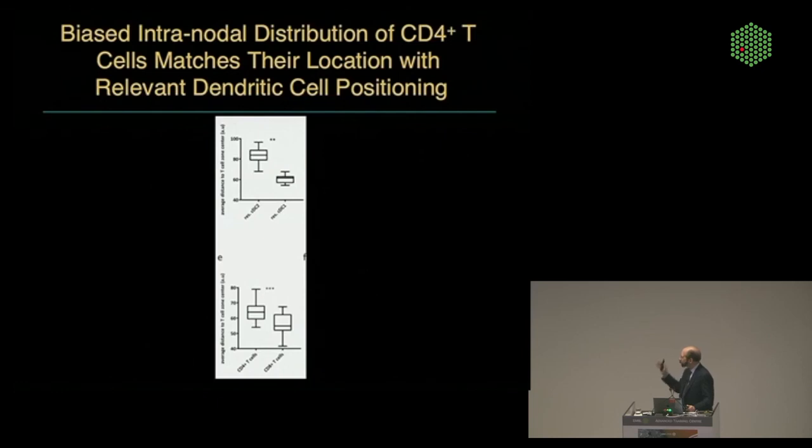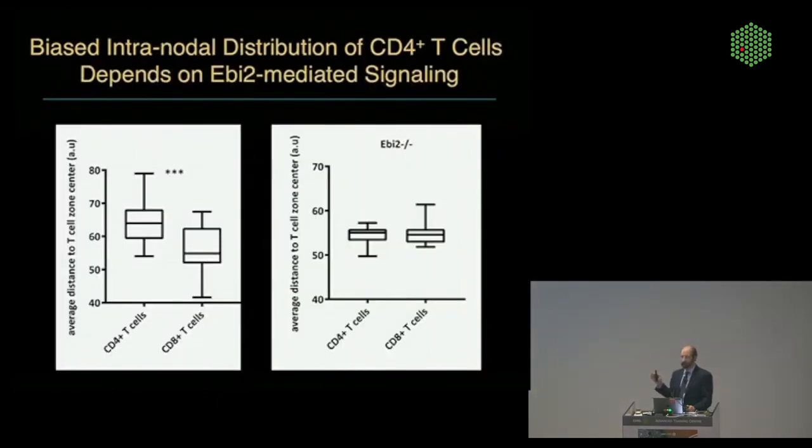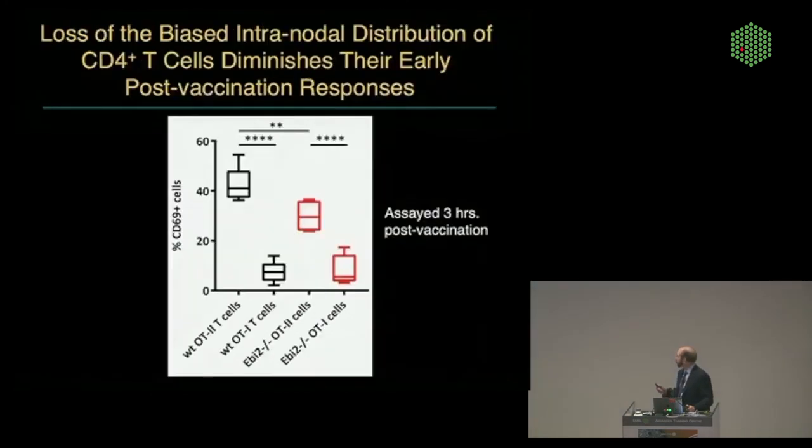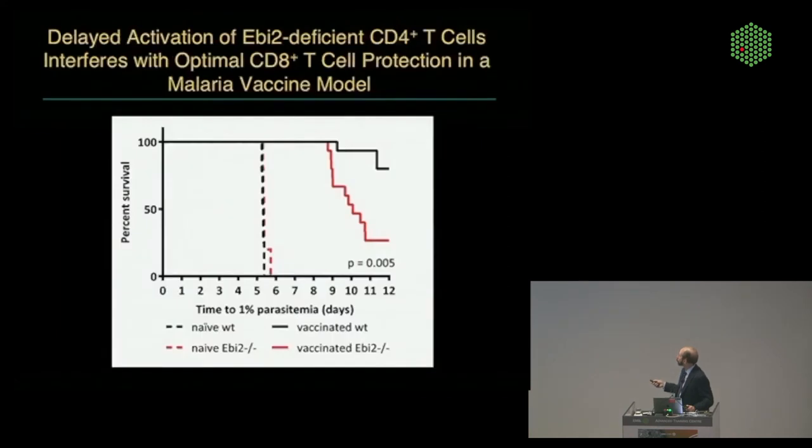That's just quantification of it; we understand what positions them. There's an oxysterol receptor called EBI2. If we eliminate it, this biased distribution with respect to the middle of the lymph node disappears. It slows down the rate of activation because now the cells have to migrate over longer distances to find their relevant presenting cells, and that small difference in activation almost completely eliminates the ability to protect animals against malaria by a vaccine that elicits CD8 T cell responses, because they need the cooperation of these CD4 T cells for that protection. So this is something that can be very strongly evolutionarily selected.